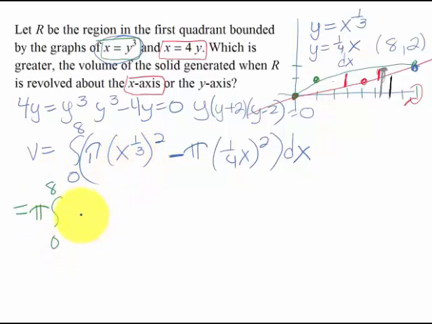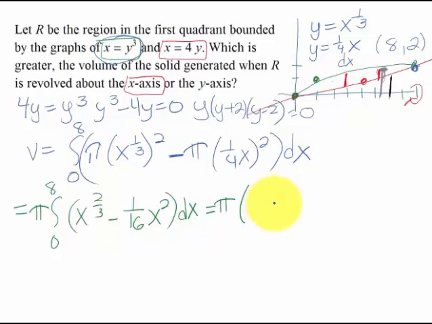I'm going to go ahead and square that, so that's going to be x to the 2/3. And then minus, I factored out the pi, I need to square the 1/4, so that's going to be 1/16, and then x squared dx. So now I can go ahead and work that integral.